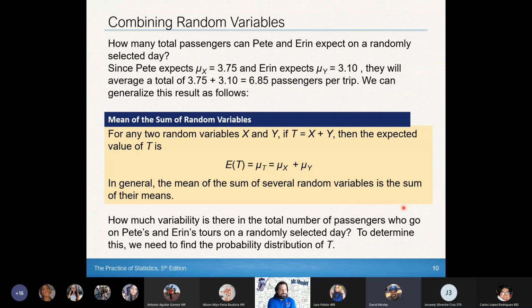And next, we'll consider how much variability there is in the total number of passengers who go on Pete's and Aaron's tours on a randomly selected day. To determine this, we need to find the probability distribution of t. So we'll look at that next.